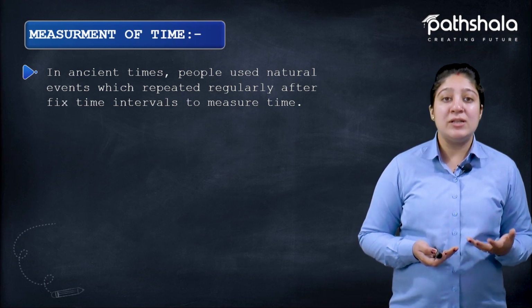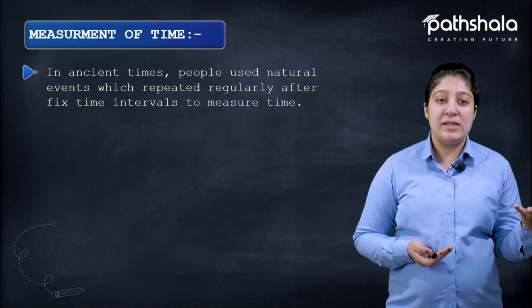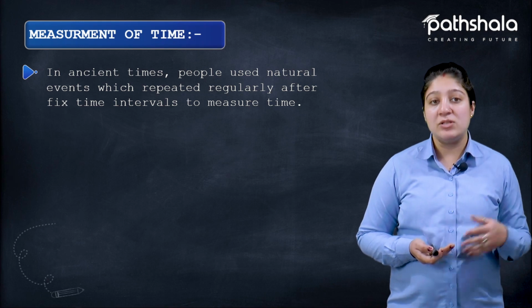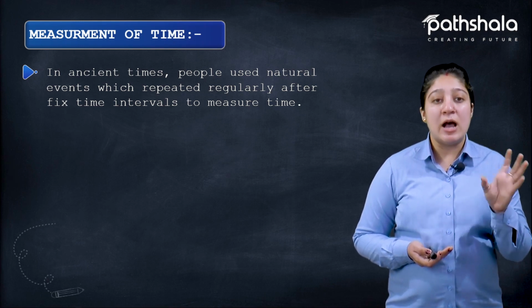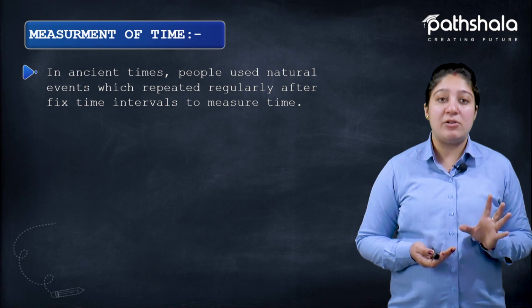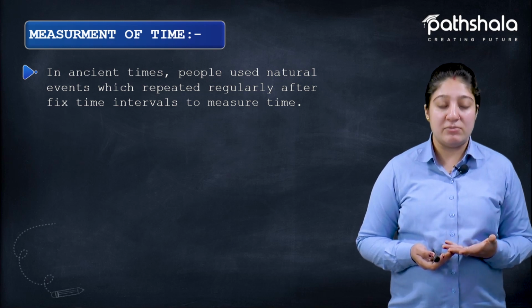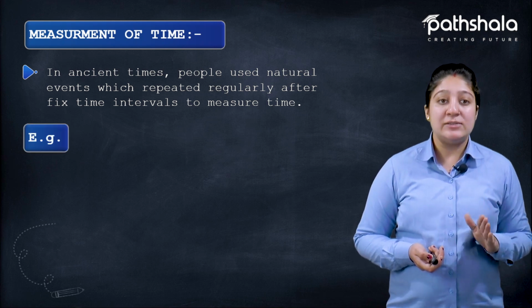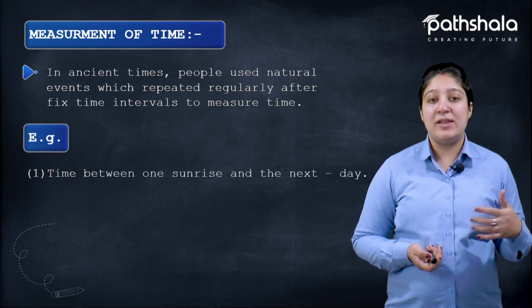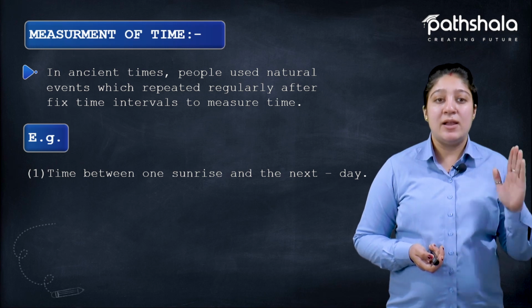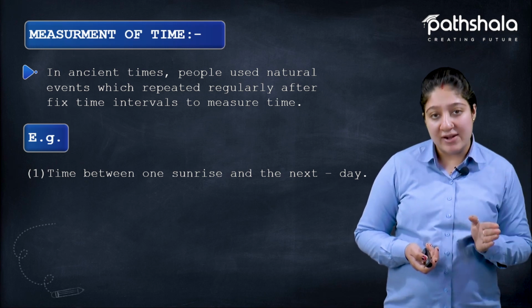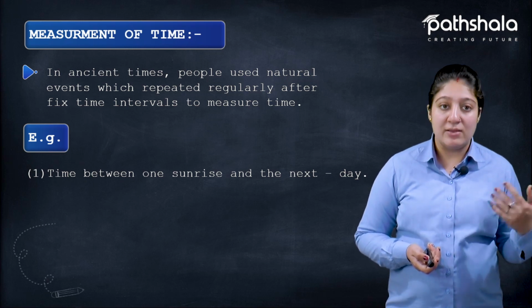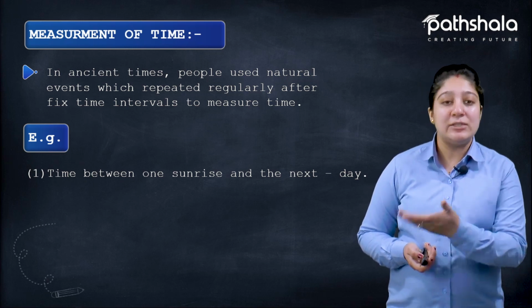So what the people who lived in ancient times did was, they used to see how natural events repeat regularly after a fixed interval of time, and on that basis they used to measure time. We can see an example: the time between one sunrise to the next becomes the day. That is how they used to say that one day has passed.